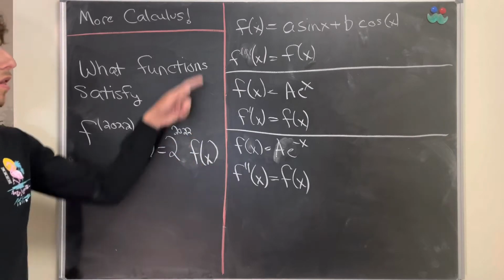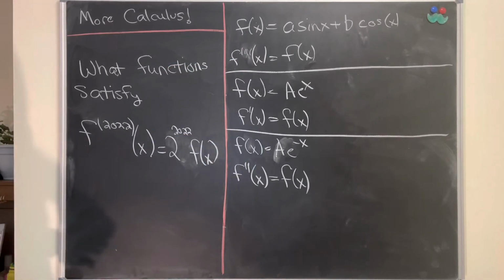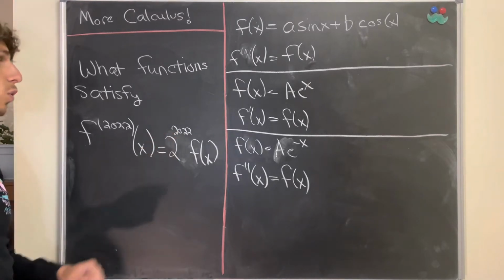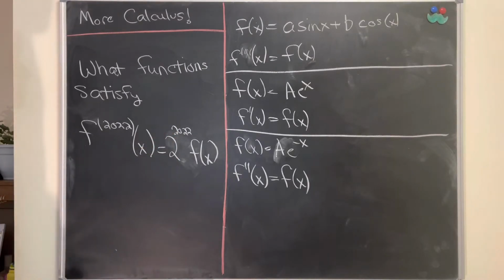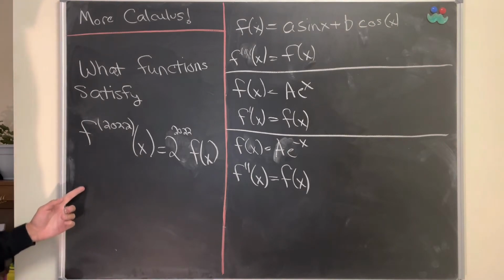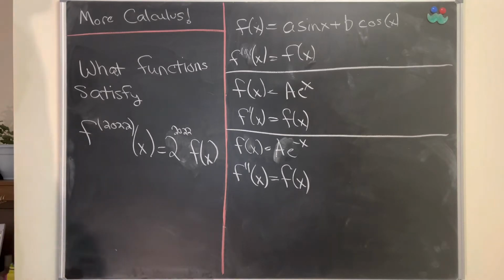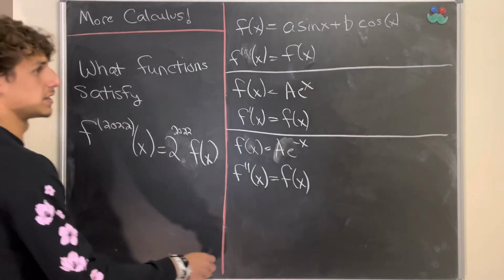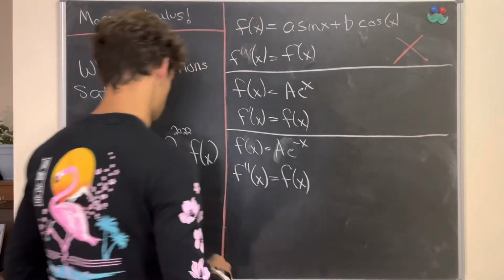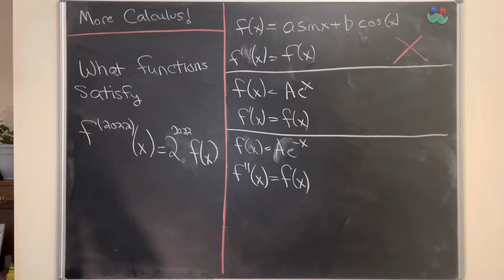So let's go ahead and apply these and see which ones fit our f 2022 prime of x is equal to 2 to the 2022 power times f of x. So first we need to know whether 2022 is divisible by 4. And we can pretty quickly see that it's not, because 2000 is divisible by 4 and 20 is divisible by 4. But that means that 2022 is not. So that cancels out this entire section of functions up here. We're not going to be using sine and cosine.